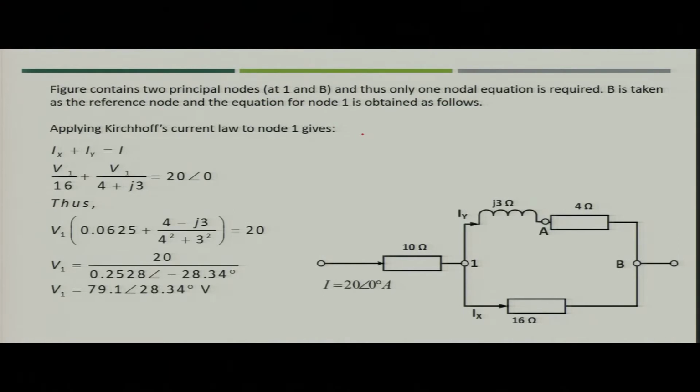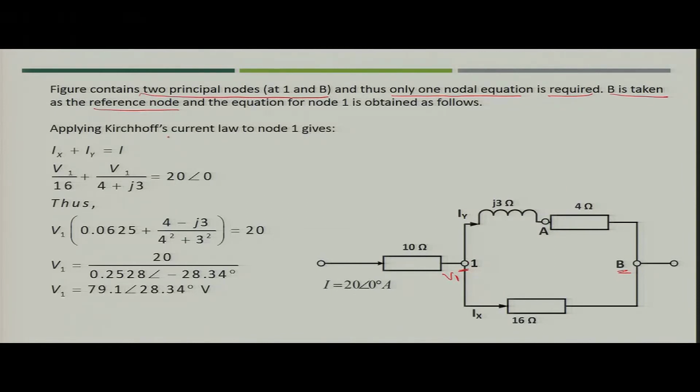So, how will you solve? You have to again find out the principal nodes. So, what are the principal nodes? The principal nodes here are 1 and B, because these are the only 2 nodes where the number of branches connected are 3. So, you have got principal nodes. Now, out of that only one nodal equation is required because you have taken B as a reference node. So, you need to write only one equation to solve the voltage at node 1, that is V1.